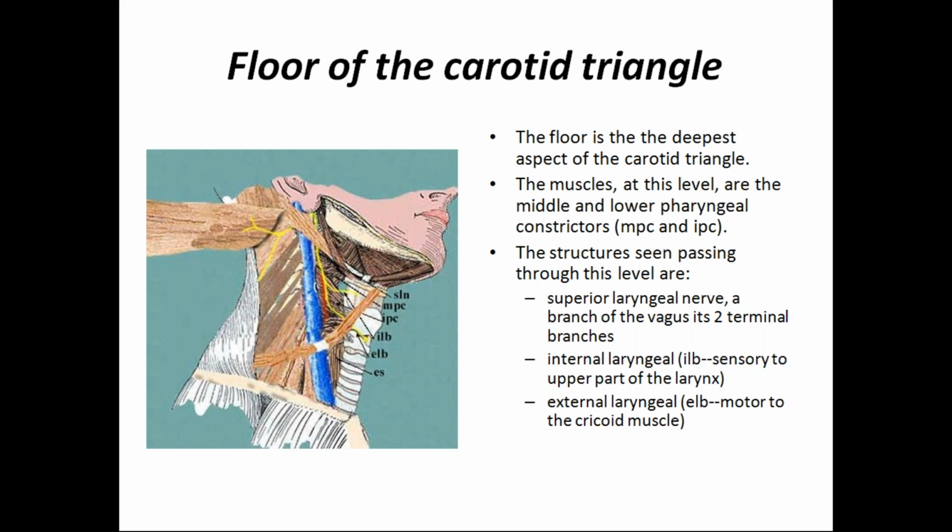So the floor of the carotid triangle. The floor is the deepest aspect of the carotid triangle. The muscles at this level are the middle and lower pharyngeal constrictors. The structures seen passing through this level are the superior laryngeal nerve, which is a branch of the vagus, along with its two terminal branches: internal laryngeal, which supplies sensation to the upper part of the larynx, and external laryngeal, which supplies the motor branch to the cricothyroid muscle.